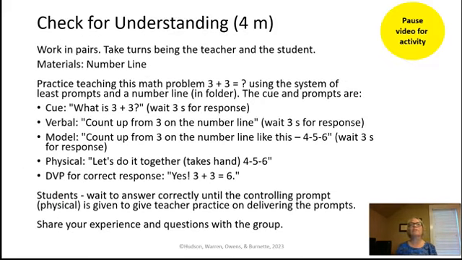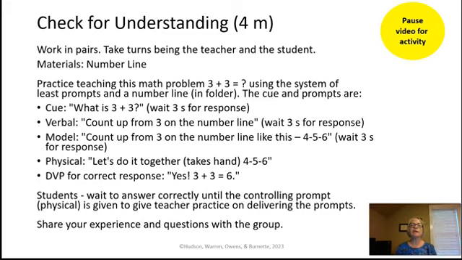Let's pause to check for understanding. For this activity, work in pairs and take turns being the teacher and the student. You'll use the system of least prompts to teach the math problem. The instructional cue is, what is 3 plus 3? There are 3 prompts in the SLP hierarchy: verbal, model, and physical. The descriptive verbal praise for a correct response is, yes, 3 plus 3 equals 6.